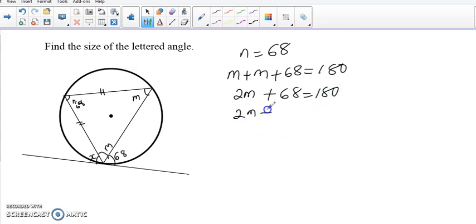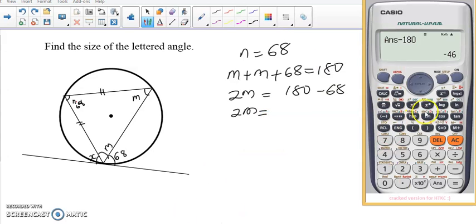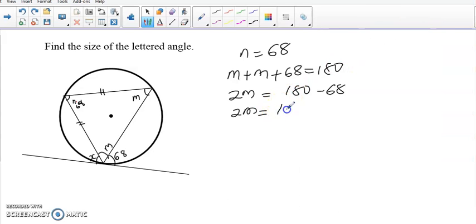So 2m plus 68 is equal to 180. Subtract 68 from both sides. That will give us 2m is equal to 180 minus 68. So 180 minus 68, that gives us what? 112. So this gives us 112.